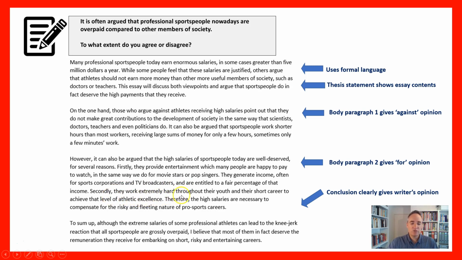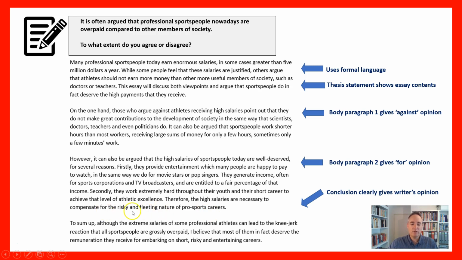Secondly, they work extremely hard throughout their youth and their short career to achieve that level of athletic excellence. This is a strong argument, I feel, that during their time, maybe from 18 to the early 20s, or from 20 to 30, they've got that moment of time to make their money. For the rest of their lives, they might not be able to. Therefore, the high salaries are necessary to compensate for the risky and fleeting nature of pro sports careers.